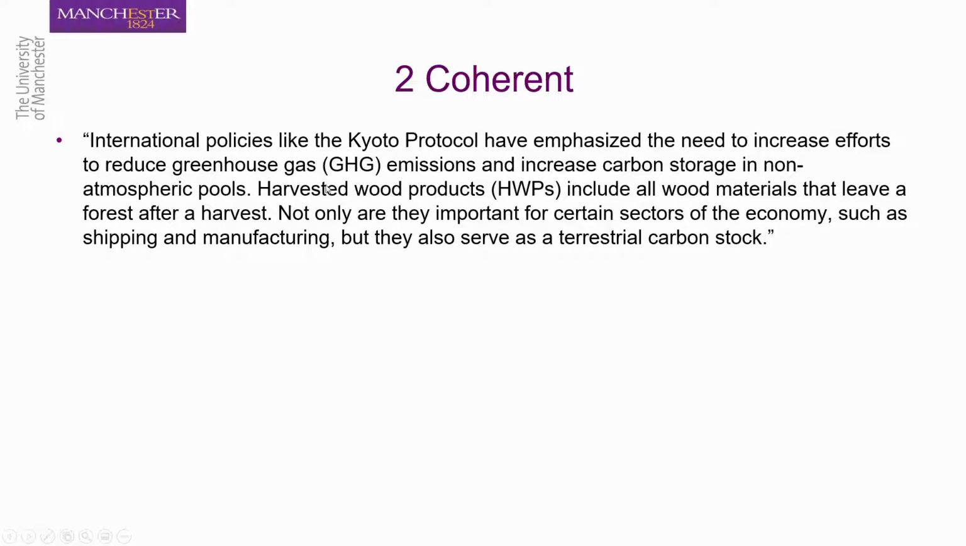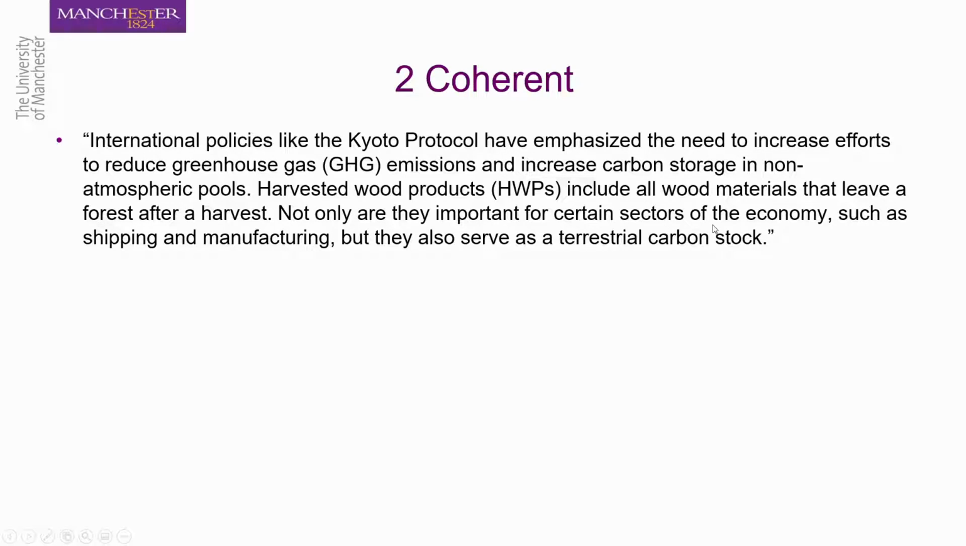So it explains what the harvested wood products are. They include all wood materials that leave a forest after harvest. So the first and second sentences are just disconnected. What's the relationship between them? Until you read the third sentence: not only are they important for certain sectors of the economy, such as shipping and manufacturing, but they also serve as terrestrial carbon stock. This is saying these wood products are actually a carbon stock, right? They're useful and they also serve as a carbon stock. And now you understand, okay, well, that's their relationship.